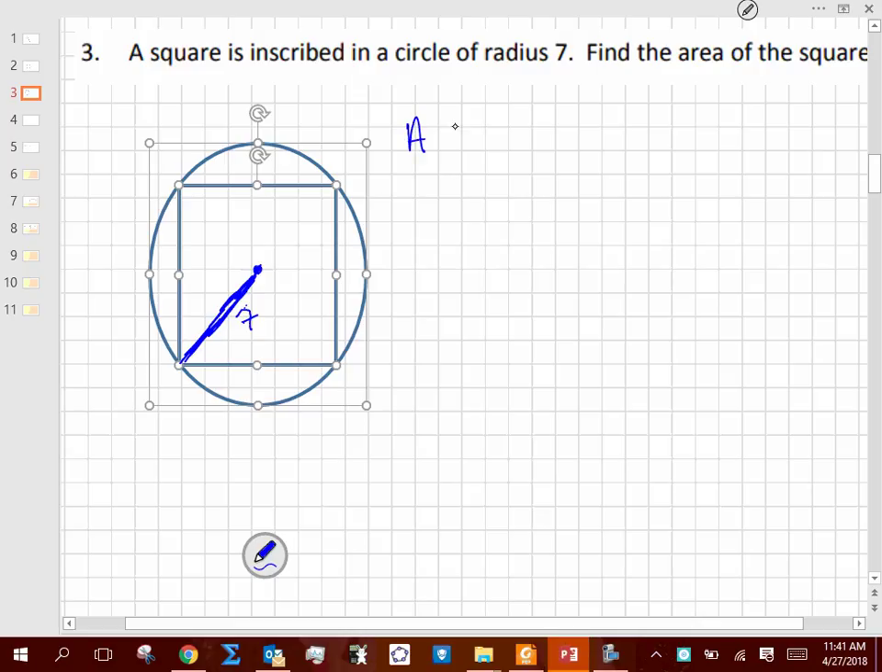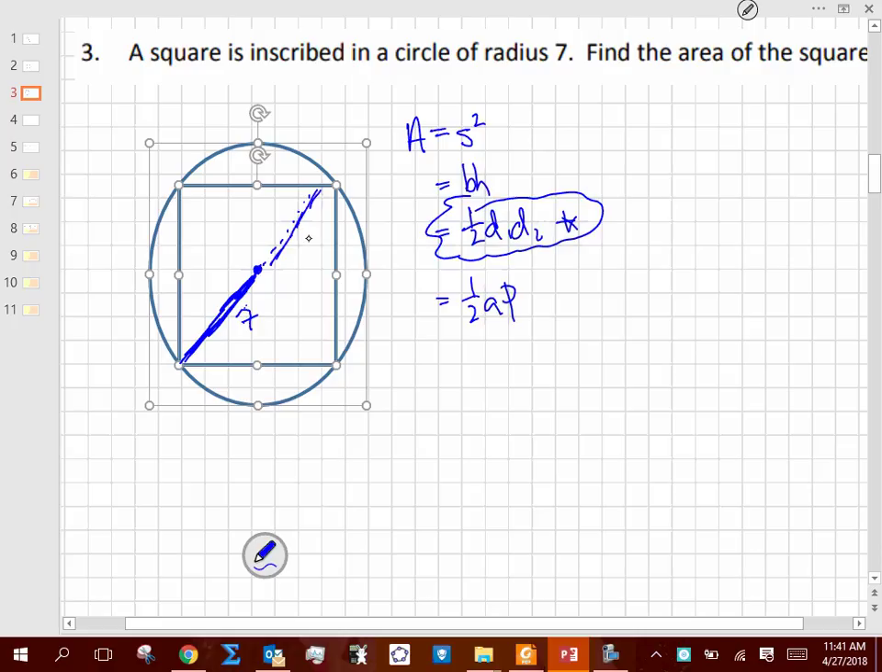If we know that the area of a square, the formula that most people commit to memory is that it's s squared, right? But it is also base times height because it's a rectangle. Okay, good. It's also 1/2 D1 D2. And it's also 1/2 AP. Why is that one best? Yeah, you have half that diagonal, right? So the rest of the diagonal is going to be 7 as well, right? So D1 is going to be what?